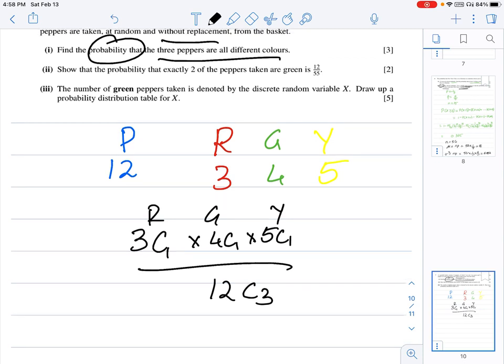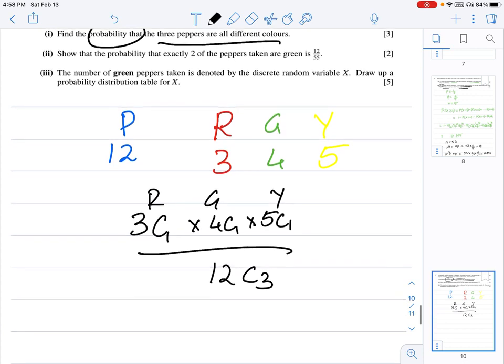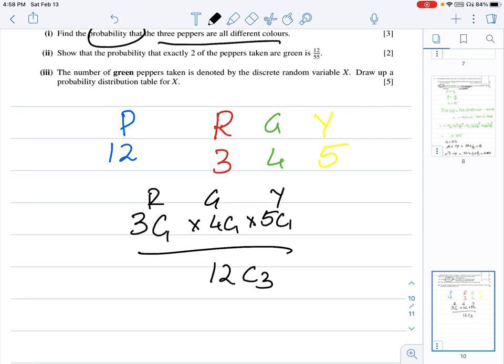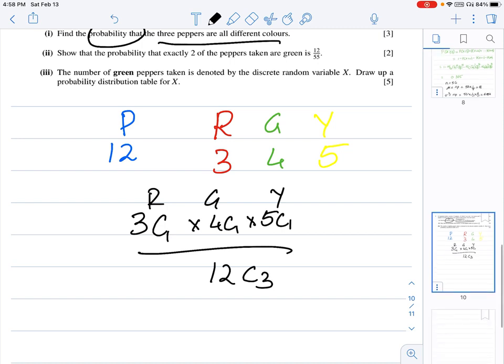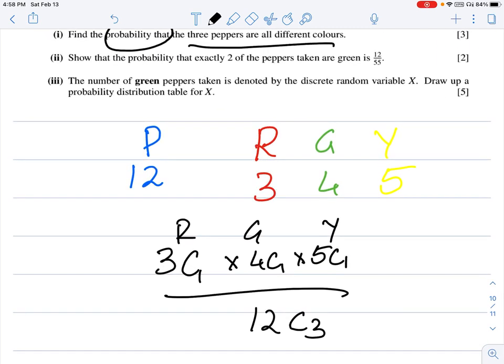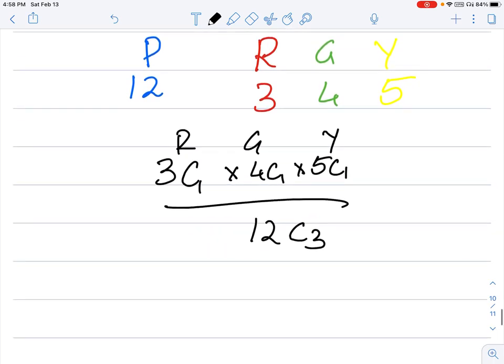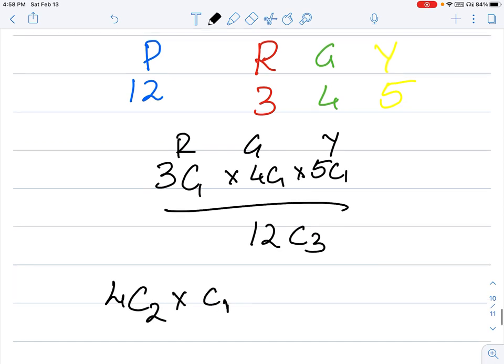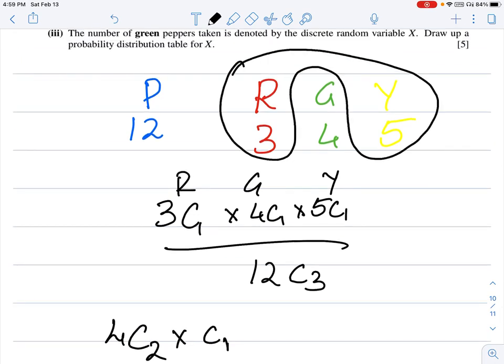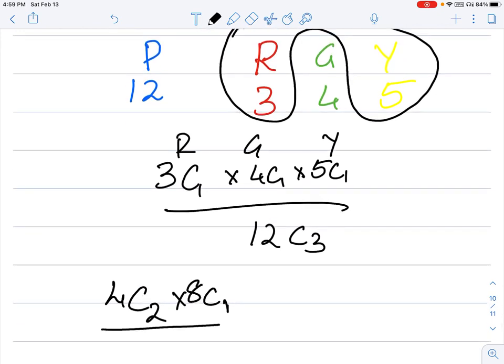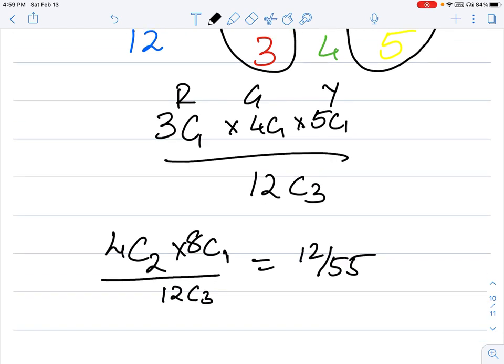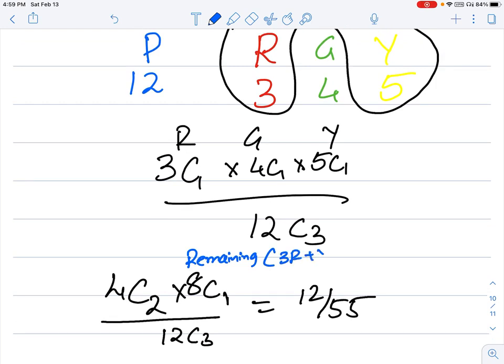Next, show that the probability of exactly 2 peppers taken being green is 12 upon 55. 2 should be exactly green. So I have 4 greens, out of which 2 greens. So remaining I have to take 1 more. So how many are there from the remaining? It is 8, 5 plus 3. So 4C2 times 8C1 divided by 12C3. When you simplify, it becomes 12 upon 55. So this 8 is from the remaining, which is a combination of 3 red plus 5 yellow.